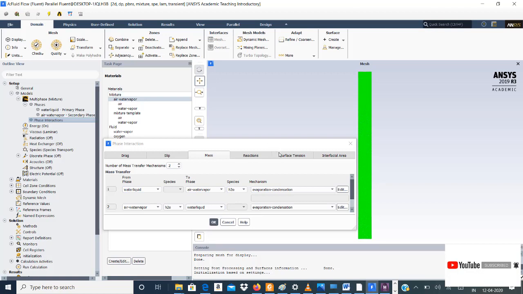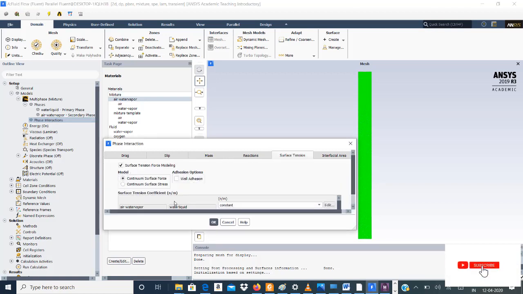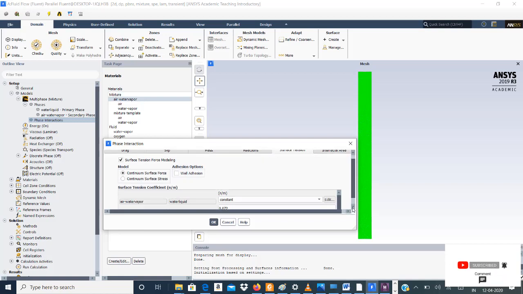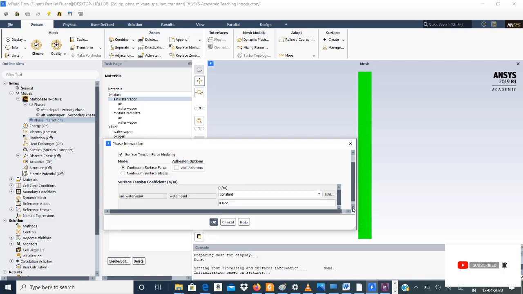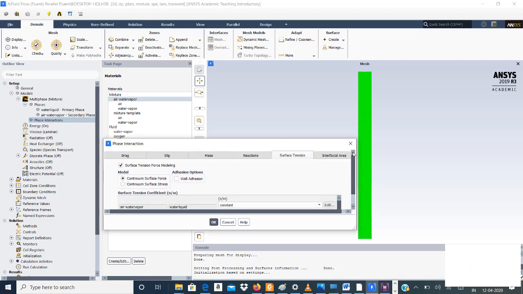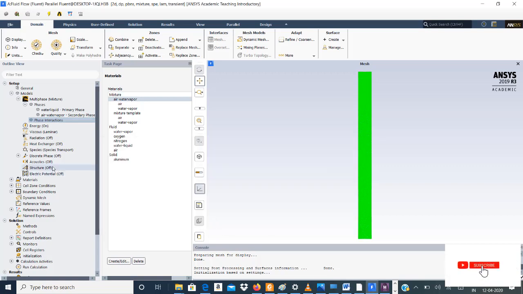For the surface tension between air water and water liquid, the value I have considered is a constant 0.072. I have not considered any wall adhesion here. If there is wall adhesion, that is the capillarity action that we need to consider, but I have not considered it here. This is for a tutorial, so you can consider wall adhesion also if it's required for you. The energy is on, and viscosity is laminar.